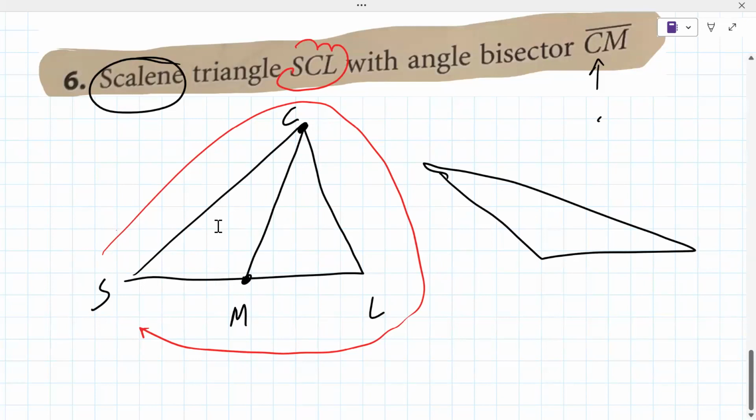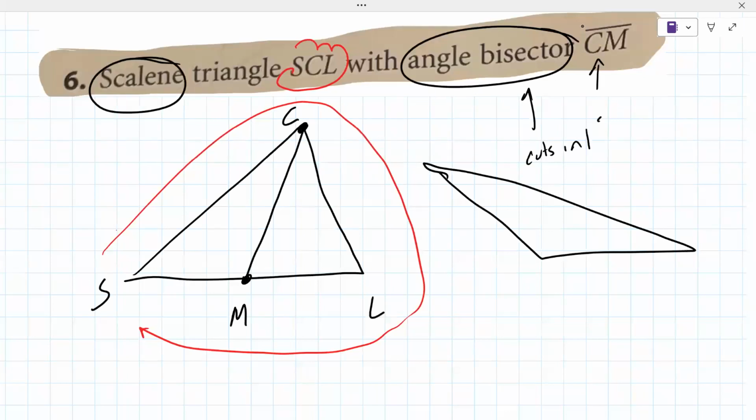And any idea what an angle bisector is? I've been hearing that, but I don't exactly know. What about a bisector? Something bisects something? I'm not completely sure. Like it gets in the middle of it. Yes, cuts in half. So it cuts the angle in half. So this angle right here is congruent to this angle right here.